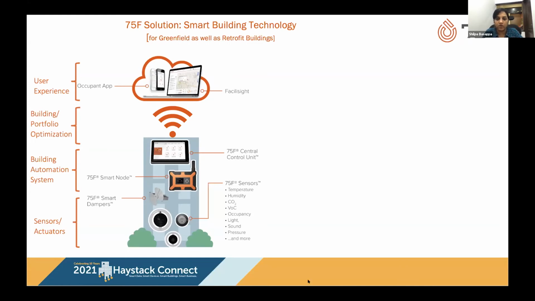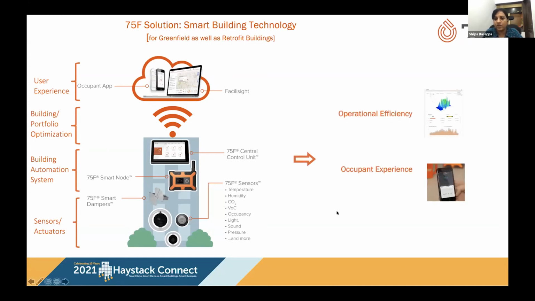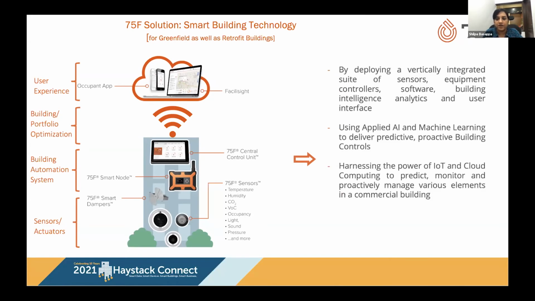So how do we do this? We maintain operational efficiency within the system, and occupant experience is paramount for us to maintain within a building. In order to do this, we have our sensors, our edge devices, and our controller, all working together, all writing data seamlessly to the cloud.